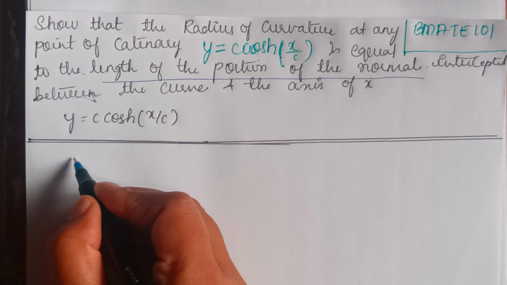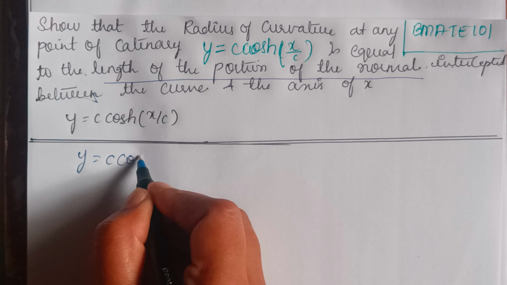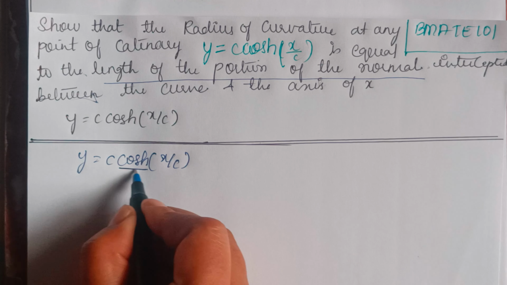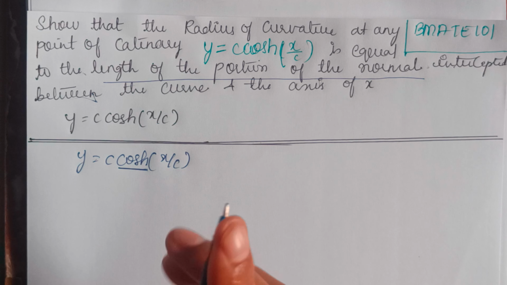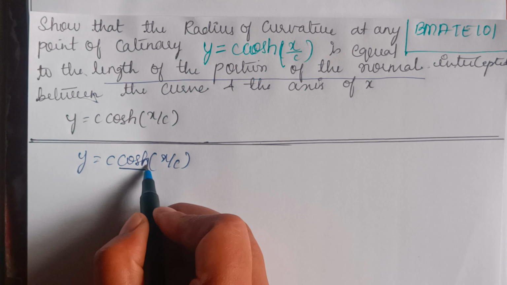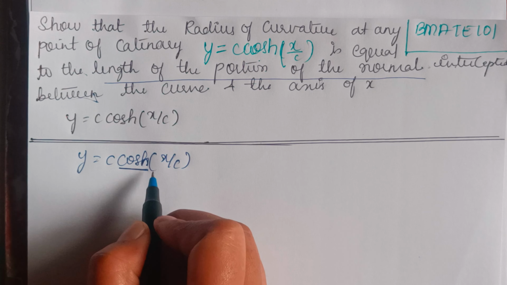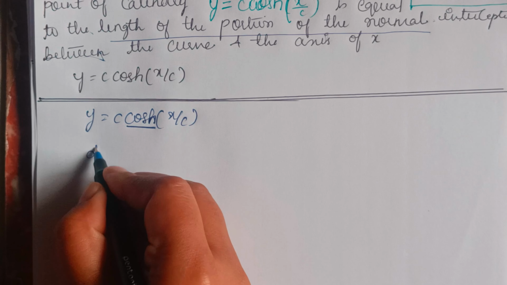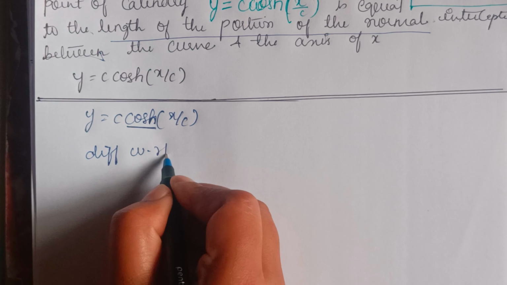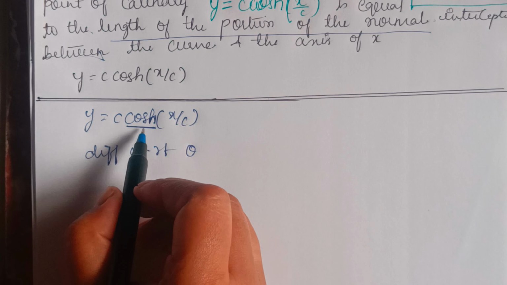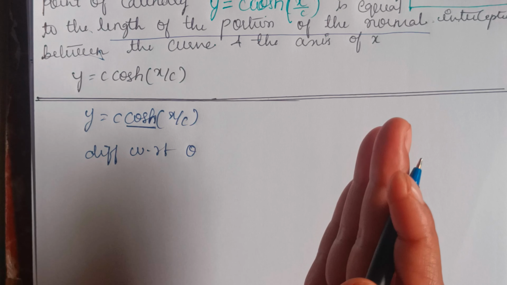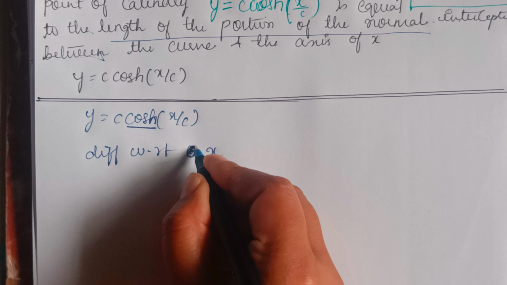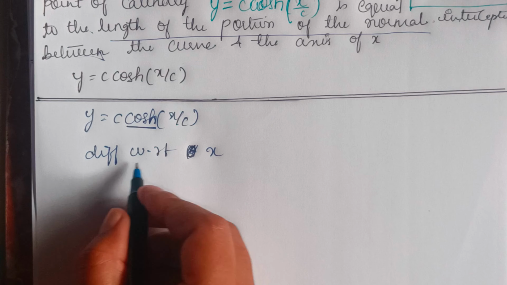So the curve is given as y equals c cos hyperbolic x by c. This cos hyperbolic is one function. X is not the angle here. It is a trigonometric hyperbolic function. So we have to differentiate this with respect to theta. Trigonometric identities and trigonometric hyperbolic identities are different from one another. So differentiate with respect to x, not theta. Sorry. So differentiate with respect to x.